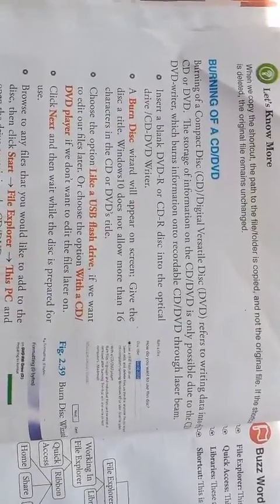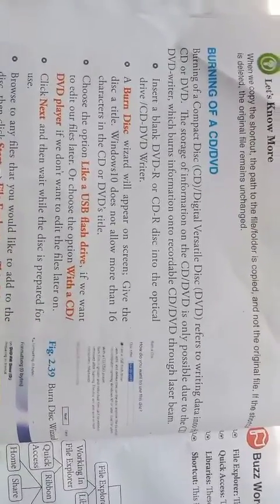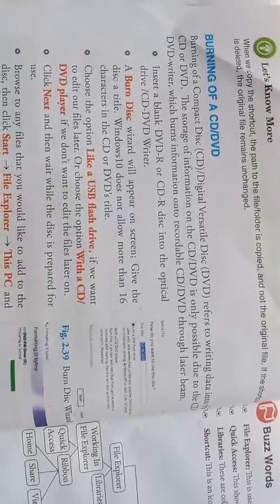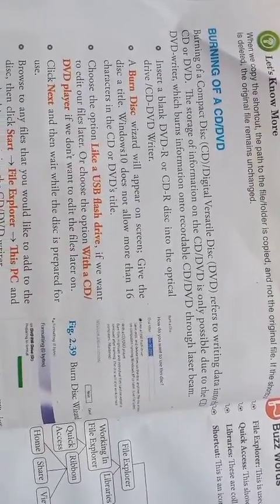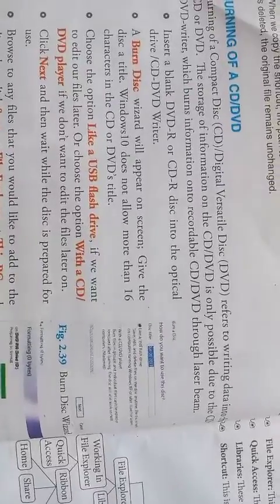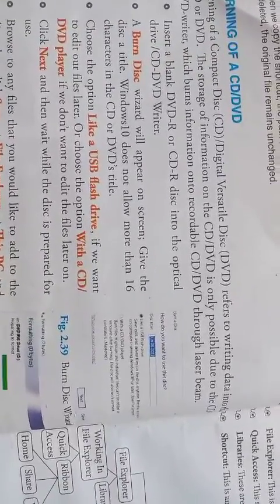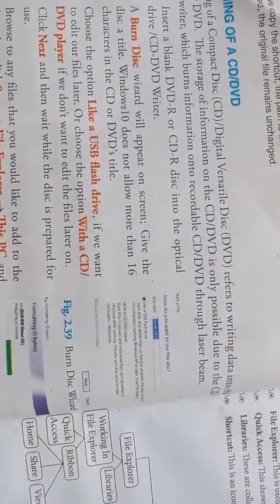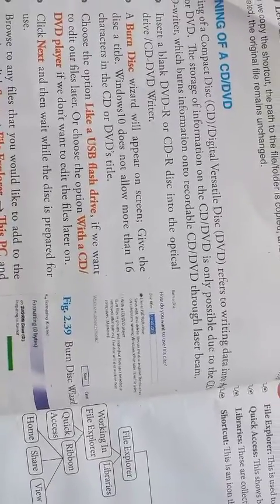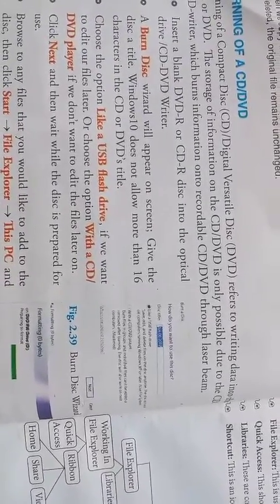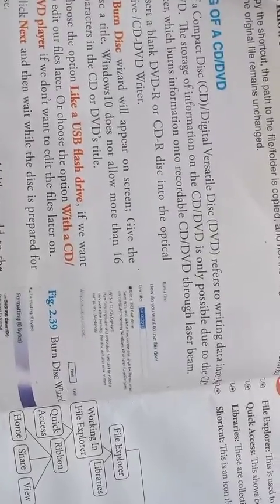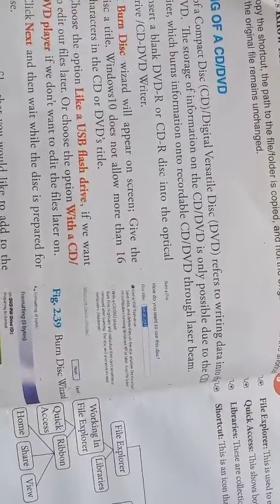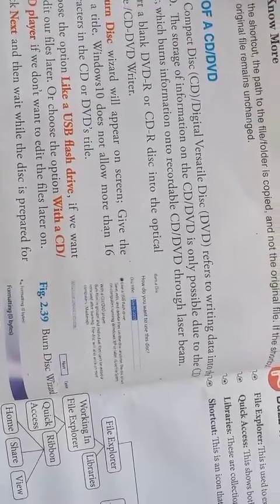Insert the blank DVD or CD disk into an optical drive. First of all, it is necessary to have a DVD writer. Then what you have to do is insert the DVD or CD writer disk into the optical drive. Then a burn disk wizard will appear on the screen. Give the disk a title. Windows 10 does not allow more than 16 characters in the CD or DVD title.